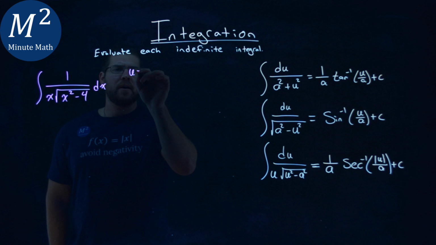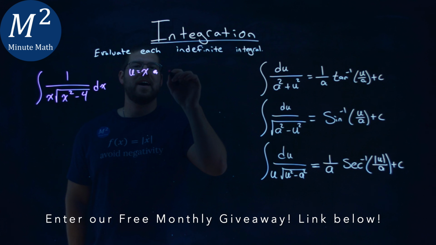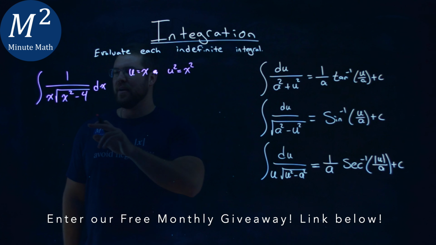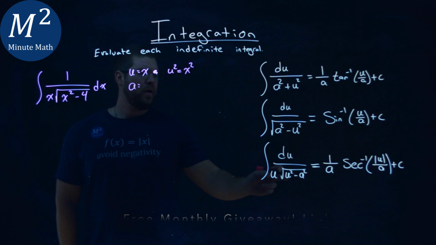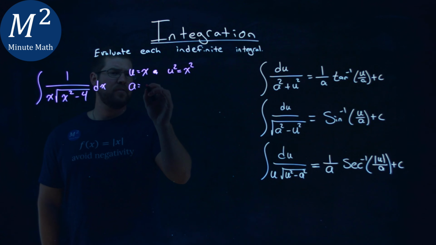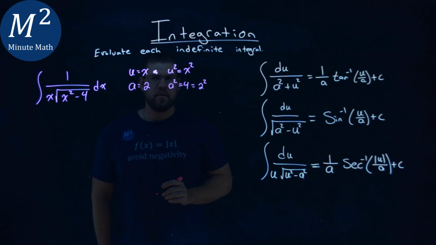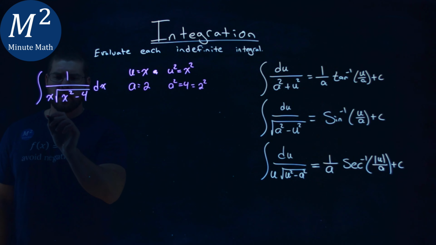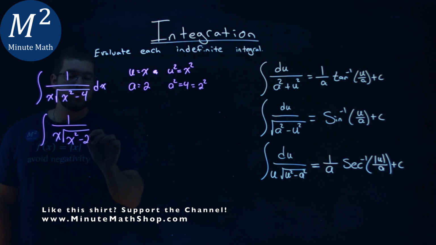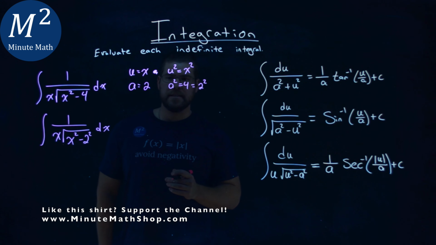Well, if I find a u value to be just x, u squared is x squared right there, okay? Lines up pretty good. What about a value? Well, a squared has to equal 4, so if a is 2, a squared is equal to 4, which is equal to 2 squared. Kind of easy to see there. So now let's go rewrite this with that 2 squared going in for the 4. So we have the integral here of 1 over x square root x squared minus 2 squared dx. And now it lines up perfectly with our arcsecant.